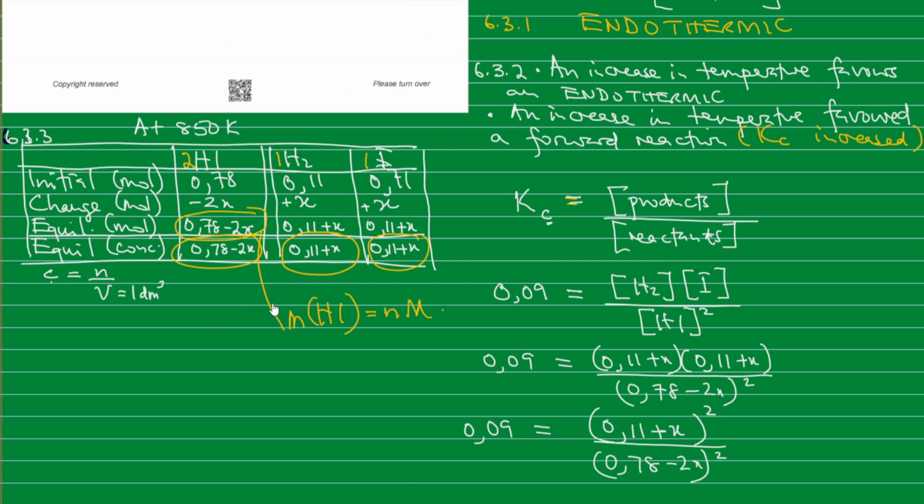Remember the formula: n is equal to m over molar mass. So we are calculating the m. The reason why we have to calculate the x is that we need to know how much this x is, then subtract from 0.78 minus 2 times that value, and then when we get that number of moles, we can calculate that. So we now need to solve that part.